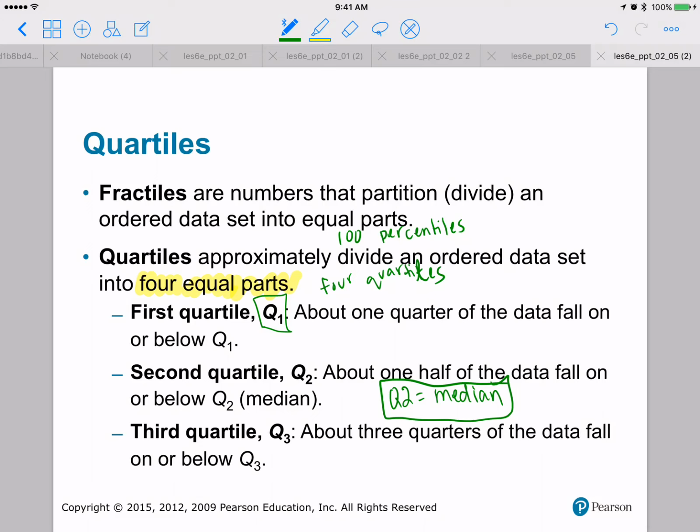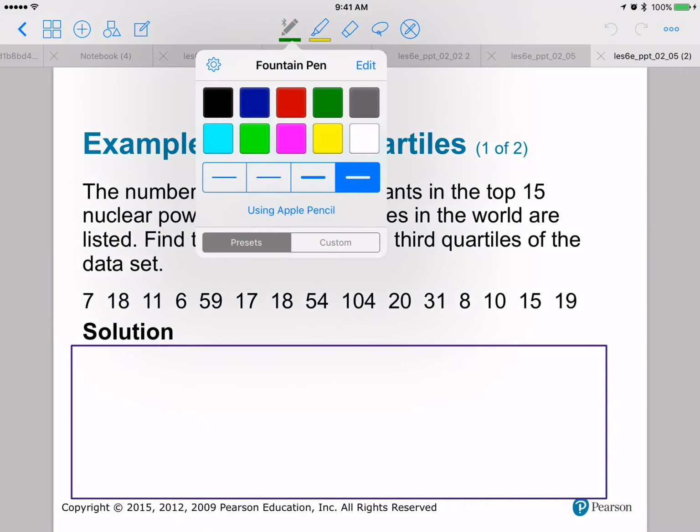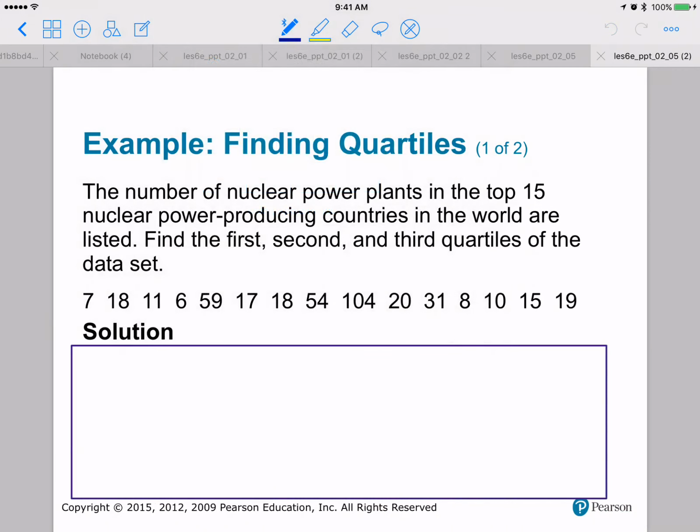We're going to do some examples which explain what these terms mean, because a picture is worth 1,000 words. So let's do this example right here. The number of nuclear power plants in the top 15 nuclear power producing countries in the world are listed. Find the first, second, and third quartiles of the data set.